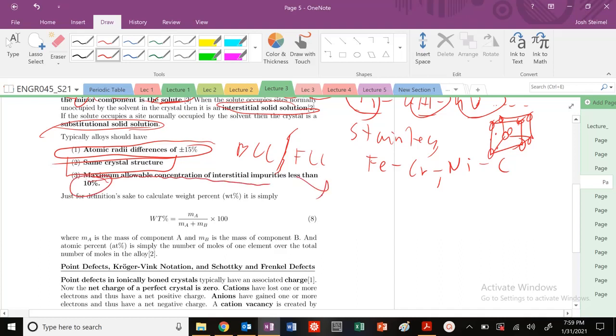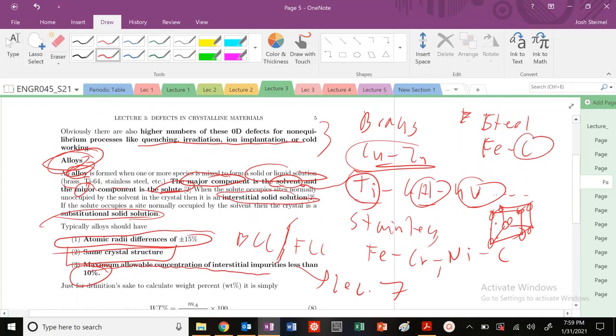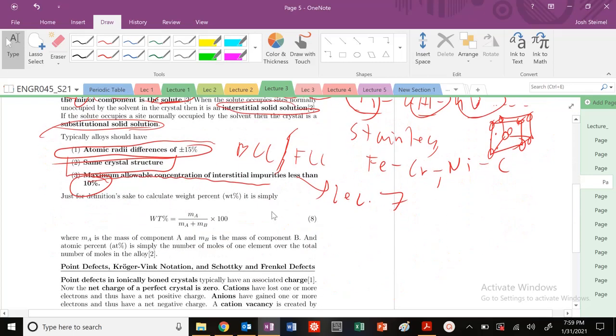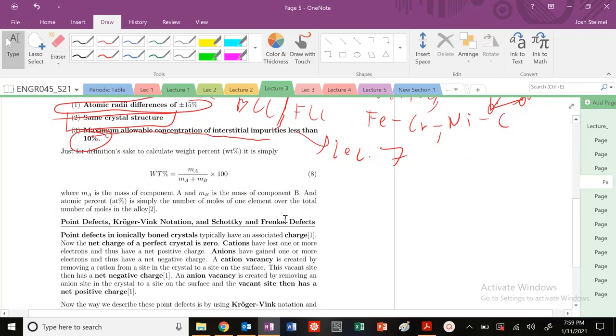This is going to be very, very important when we get into lecture 7. You can't just increase carbon forever and make that steel more and more and more strong. So that's the idea there. Also, when we get to phase diagrams, you could do a weight percent or an atomic percent as well, and you'll hopefully remember those definitions from chemistry.